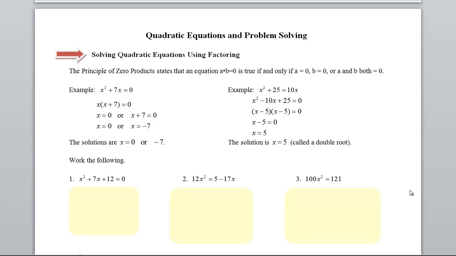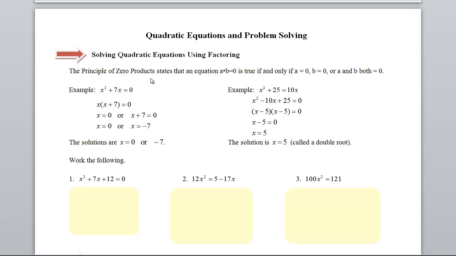Now we're going to look at quadratic equations and problem solving. We have got about 4 different ways to solve a quadratic equation. In this video we're going to look at 2 of those methods. The first one, with my little red arrow, we're going to solve quadratic equations using factoring.